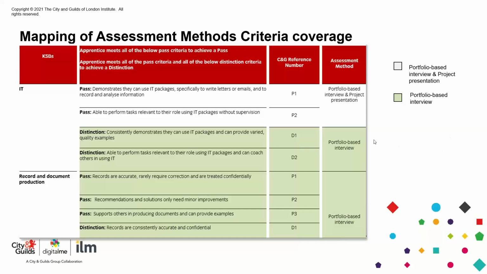Then we have a look at the record and document production. You can see this is a full module with the 3 passes and 1 distinction, which is all in green, and what it means is it will be only assessed as part of the portfolio-based interview.